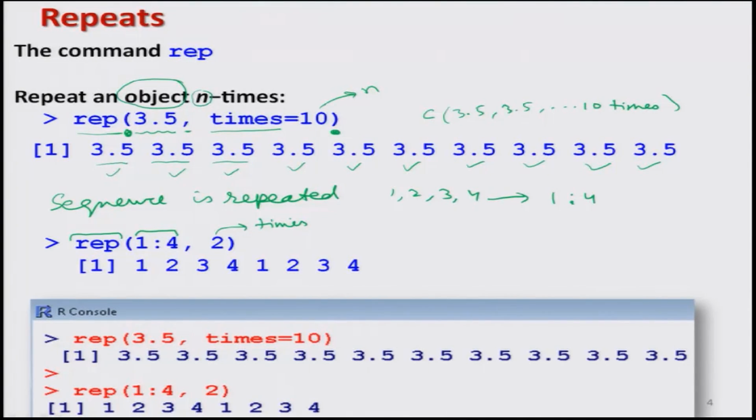So, this sequence I am asking to repeat 2 times. As soon as you enter here, you will get a sequence of 1, 2, 3, 4, and next this sequence is repeated again 1, 2, 3 and 4. So, you can see here that the entire sequence is repeated 2 times, and here is the screenshot, but we will also try to see how we get it on the R console.